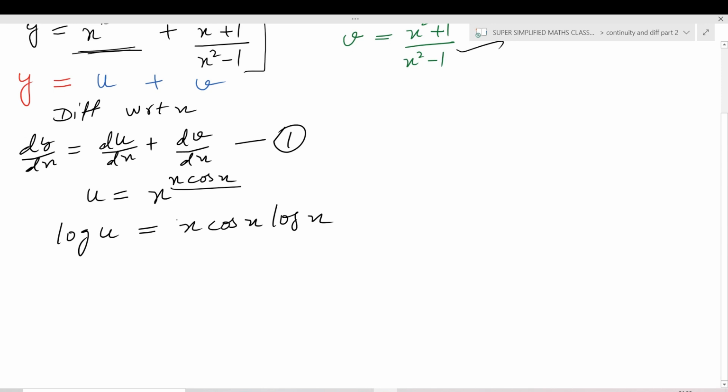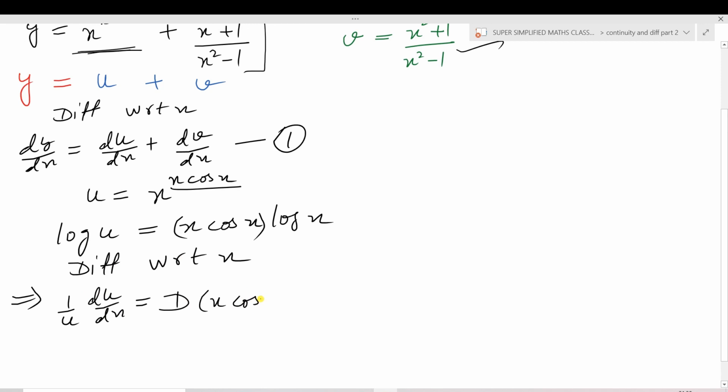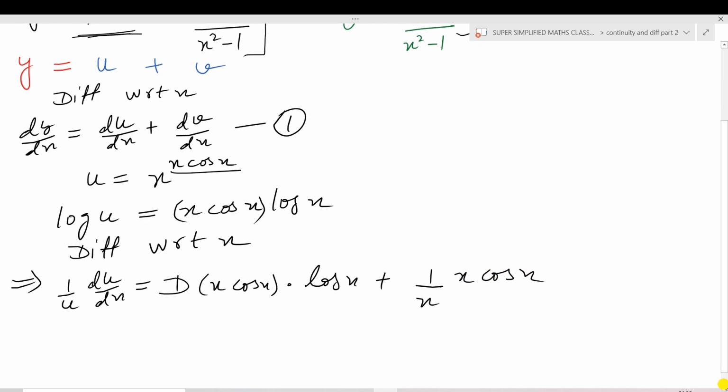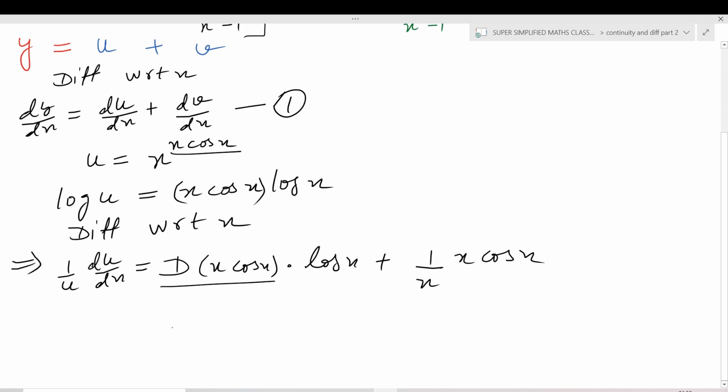So now I have to differentiate both sides with respect to x. So when I differentiate with respect to x, I have to apply the chain rule, since the derivative of log u will be 1 by u du by dx, and for the right hand side I have to use the product rule. So I write derivative of x cos x into log x plus derivative of log x, which is 1 by x, into x cos x. I have applied the product rule, but now within the product rule I have to once again apply the product rule, because I have to find the derivative of x cos x.